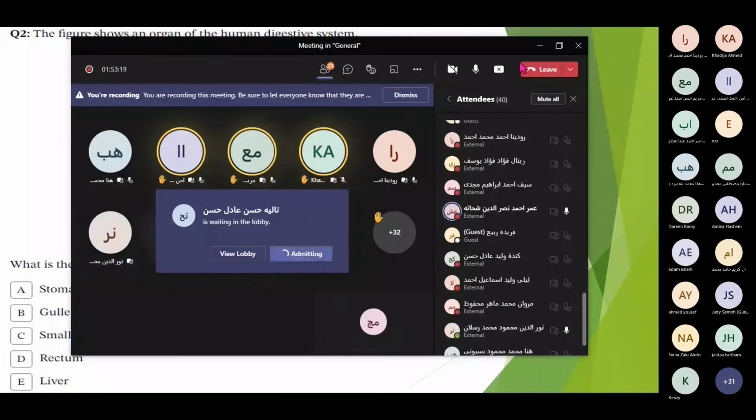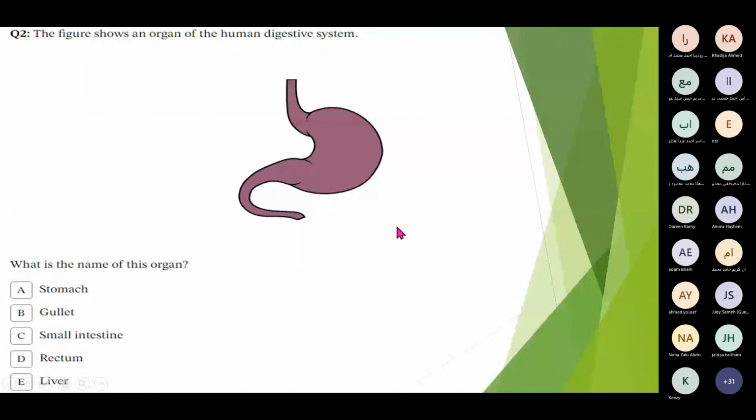What about the next question? This is the figure, okay? Figure يعني شكل. Structure. This is the figure which shows an organ of the human digestive system. What is the name of this organ? Stomach. عارف بيقولوا على ايه stomach؟ بيقولوا انها sac shape. يعني ايه sac؟ It's a structure like a bag. Okay?